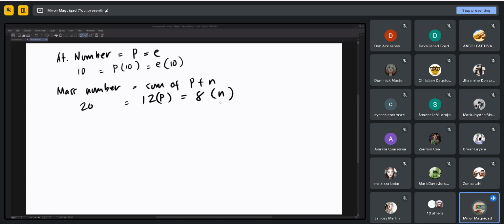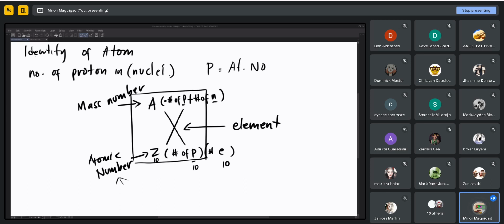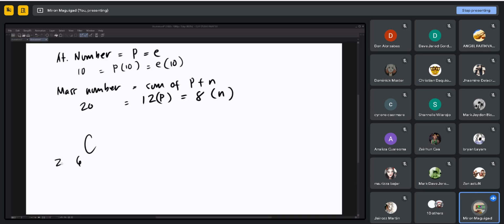Let us proceed. Another example is, let's say, the atomic number of neutral carbon is 6. Okay. Tingnan natin yung kanina sample. So, atomic number Z, tapos si A, si mass number.